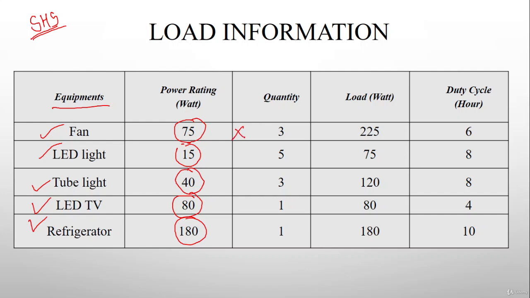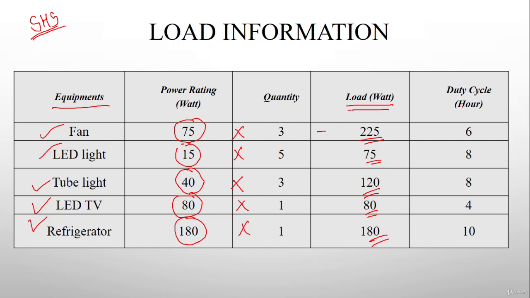Total quantity of fans is 3, LED lights 5, tube lights 3, LED TV 1, and refrigerator 1. We multiply the individual wattage by the quantity to get the load for the total number of fans, LED lights, and so on. Simply multiplying the power rating by the quantities, we can calculate the total load requirement for the consumer whenever he is using all the equipment at one time.